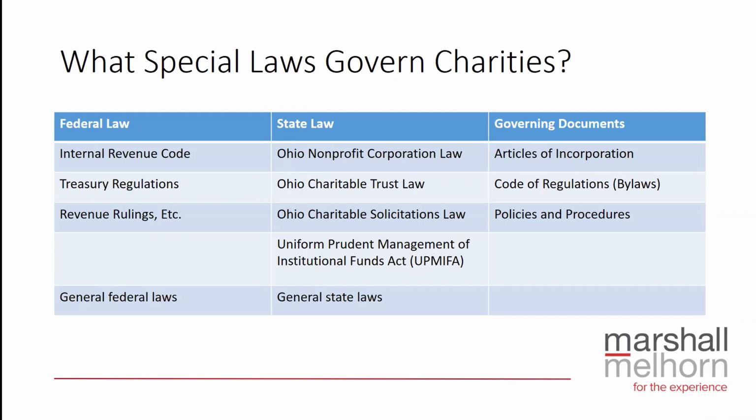And those are the internal rules when you have meetings, whether you have members or not, who has a vote. So those govern the internal operation of the organization. Those can be enforceable in court if necessary. Courts don't like to get involved in charities, but there have been cases where they have. Then finally, policies and procedures. If you have policies and procedures, you need to follow them. Those can be enforceable against the organization.